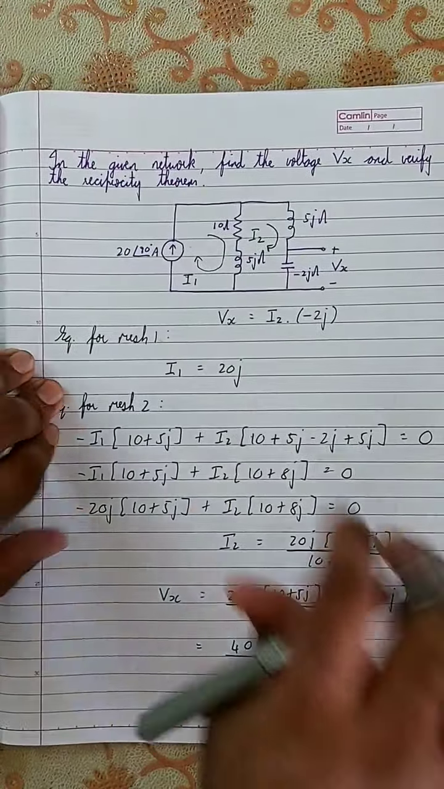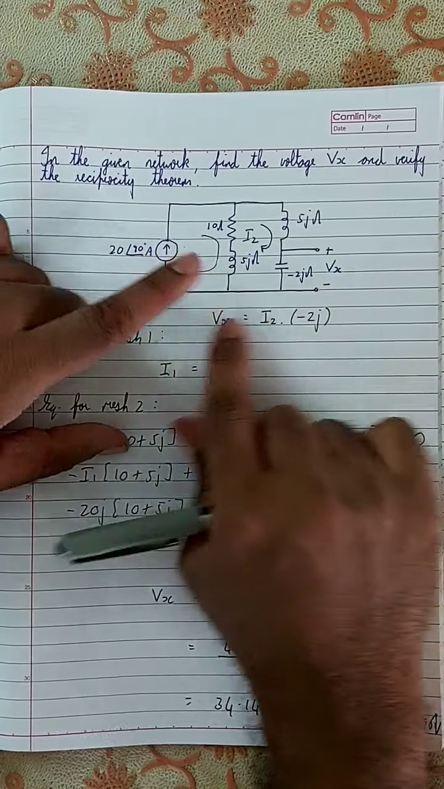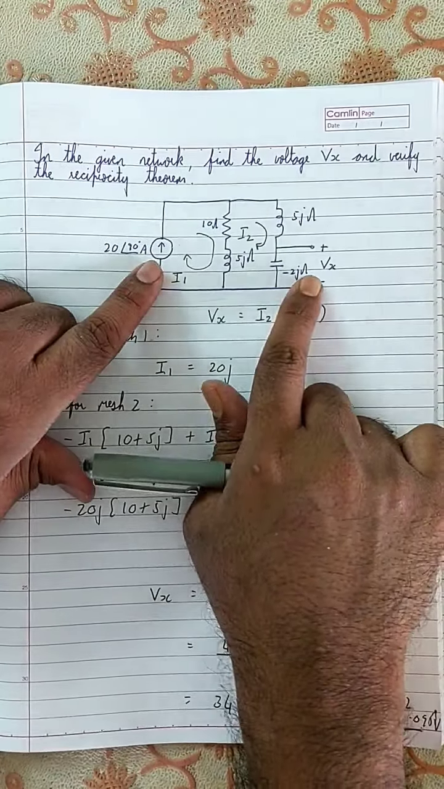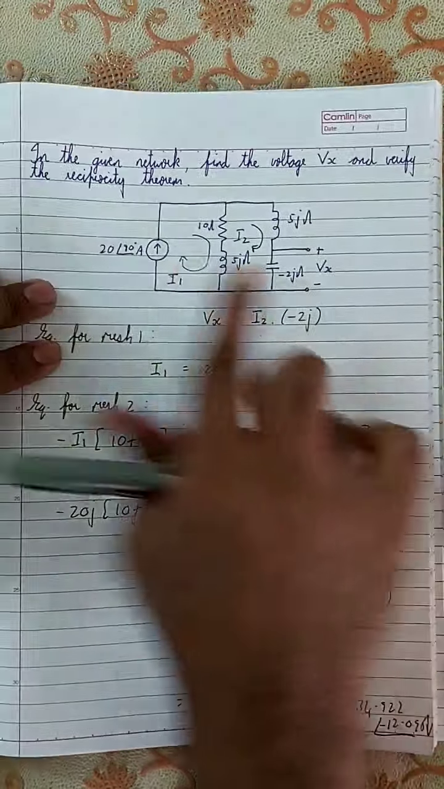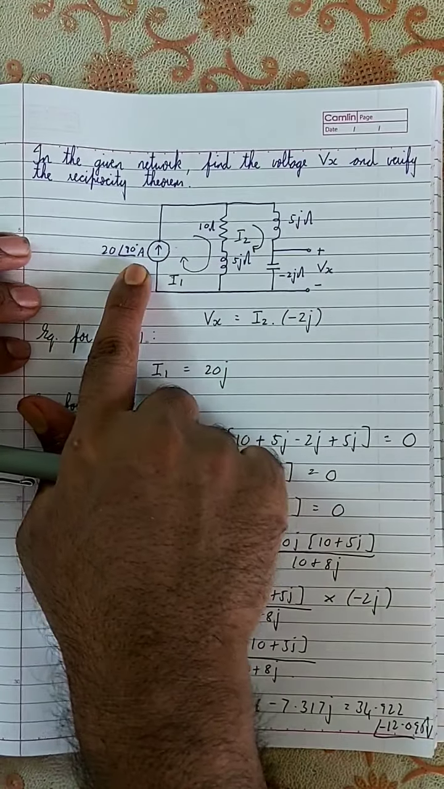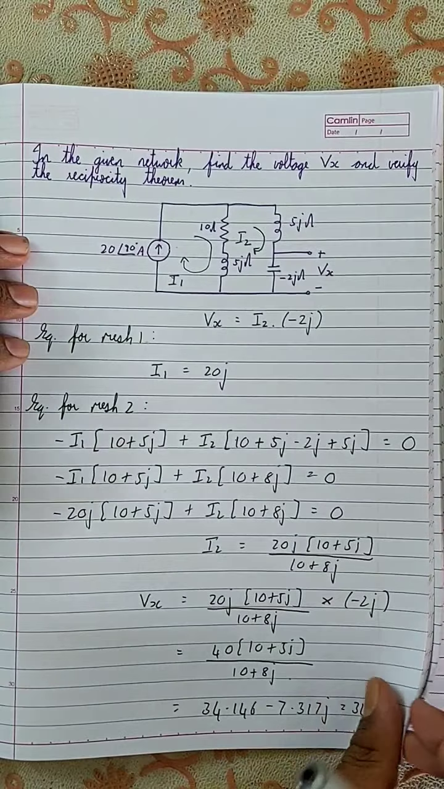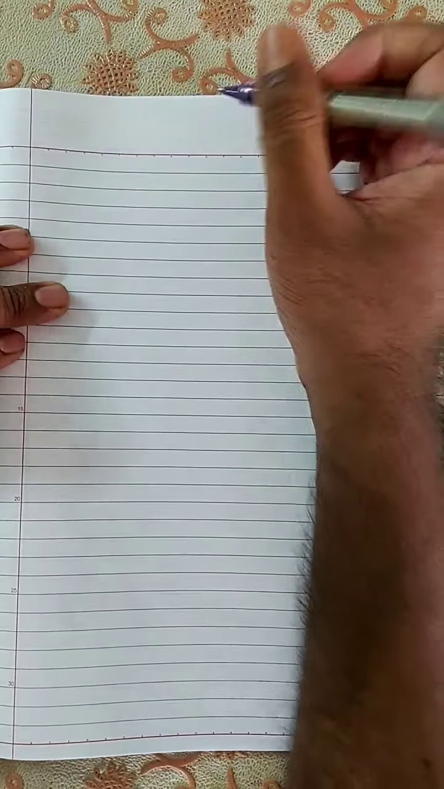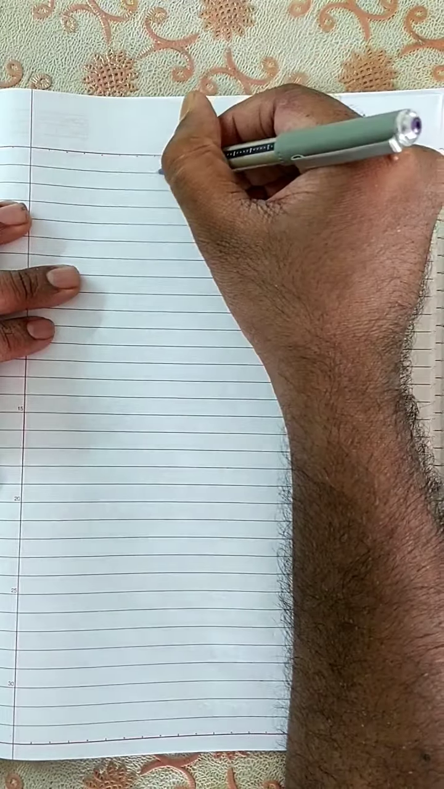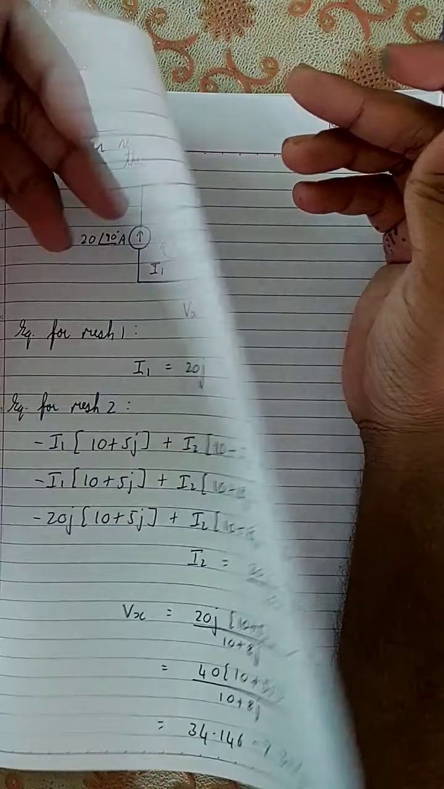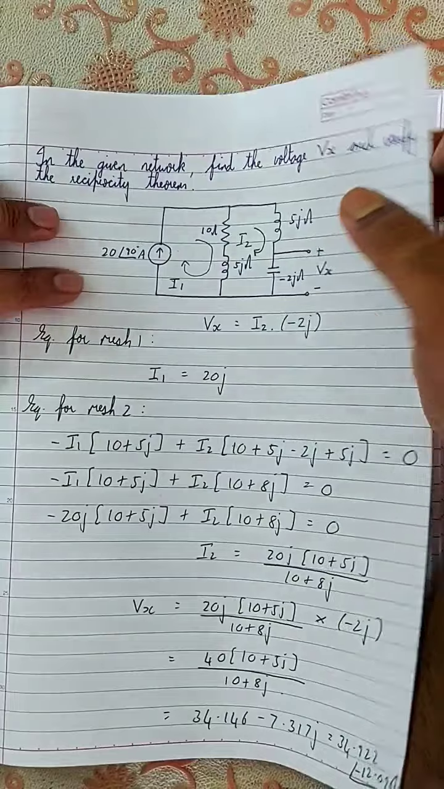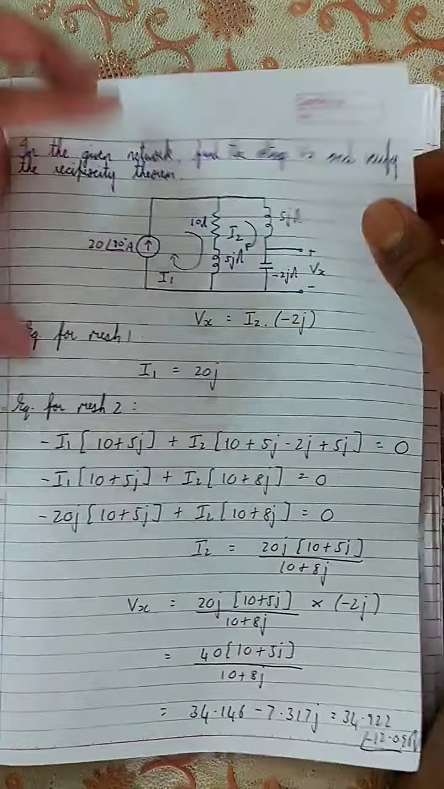Now what I'm going to do is reciprocate this circuit. I'm going to exchange the position of the source, my excitation, with my response. So on exchanging, the circuit will now become like this. Let me draw it. Here, instead of the current source, it will be Vx.